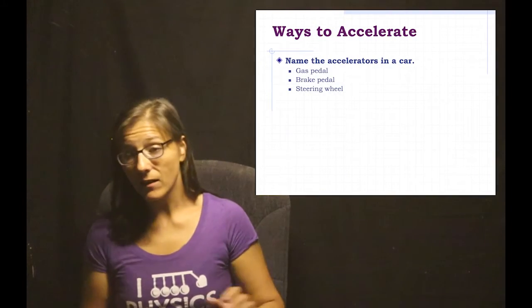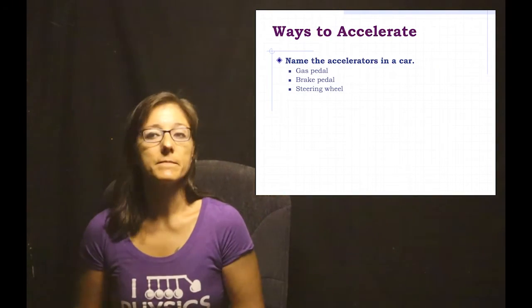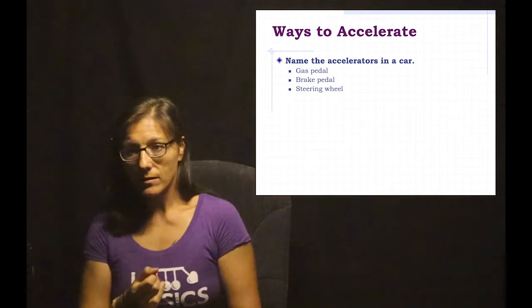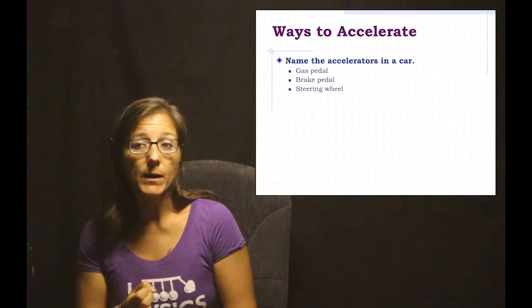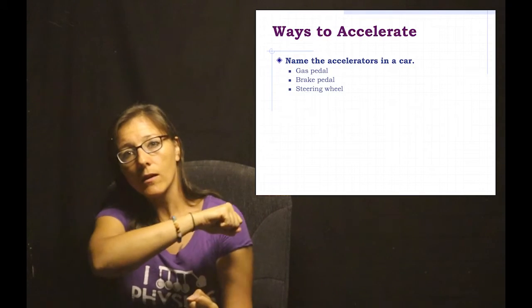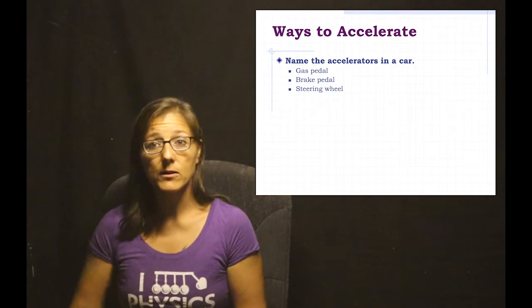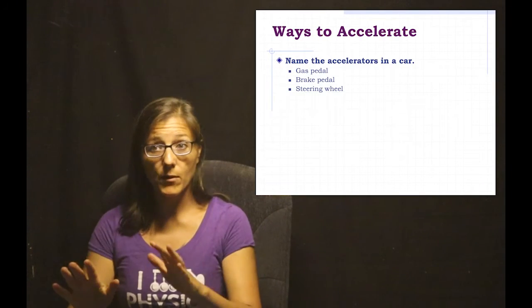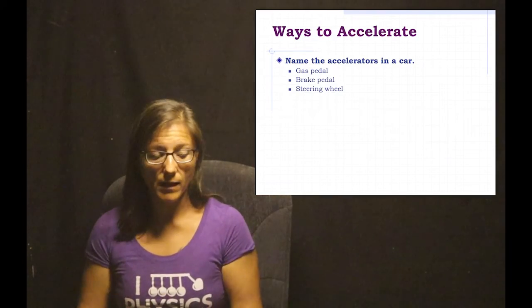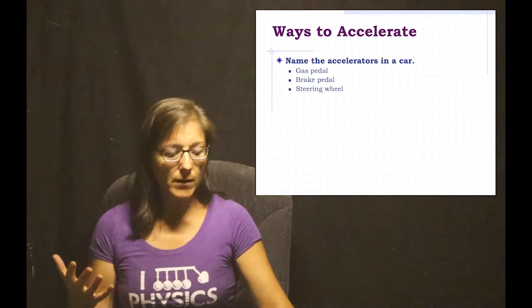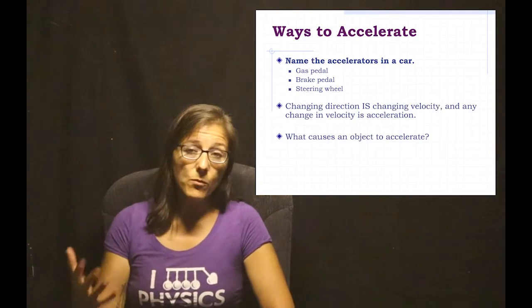All right, so how do we accelerate an object? Think about it with a car, right? You can slam on the gas pedal, you can slam on the brake pedal, you can turn that wheel. There are 3 separate accelerators in a car. There's the gas, the brake, the steering wheel. Those are all accelerators.